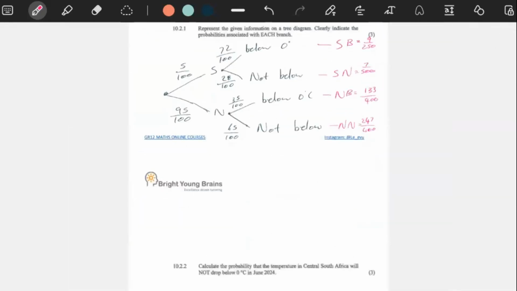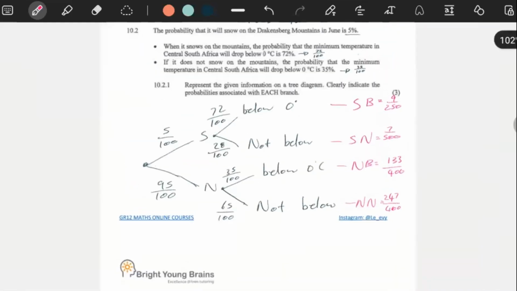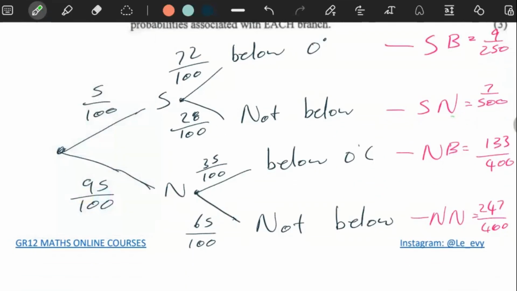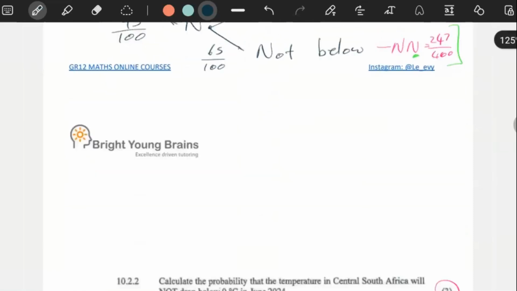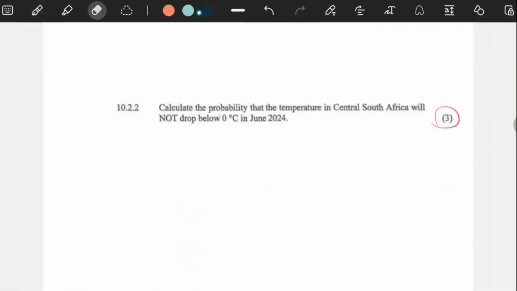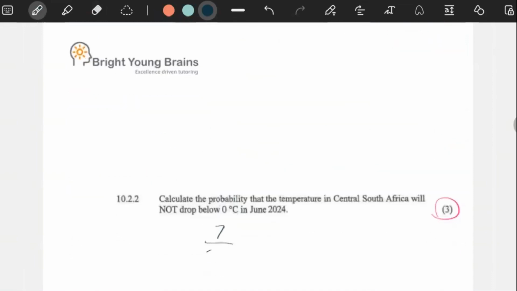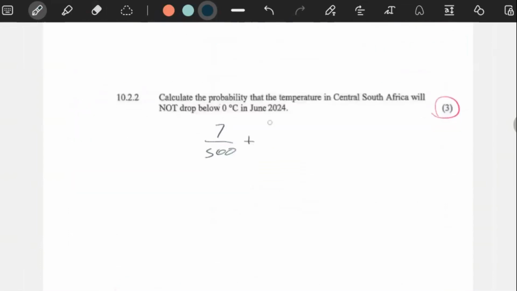It makes the next question very easy because it says you calculate the probability that the temperature in central South Africa will not drop below 0. So the probability that it will not drop below 0. Fortunately here, this is saying not dropping below. So it's going to be this probability plus this probability. And because of our tree diagram, we can easily just have here 7 over 500 plus 247 over 400.